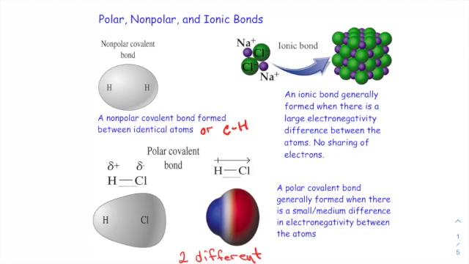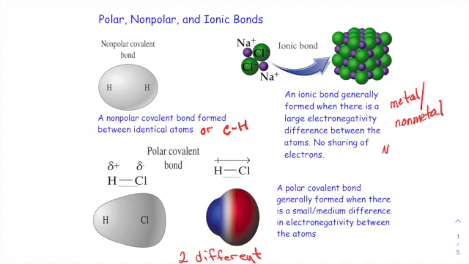So C-O, C-S, N-S, N-F, N-H, O-H, we're going to call those polar. And a large electronegativity difference is ionic. So those are going to be between a metal and a nonmetal, or the ammonium ion and some other anion.